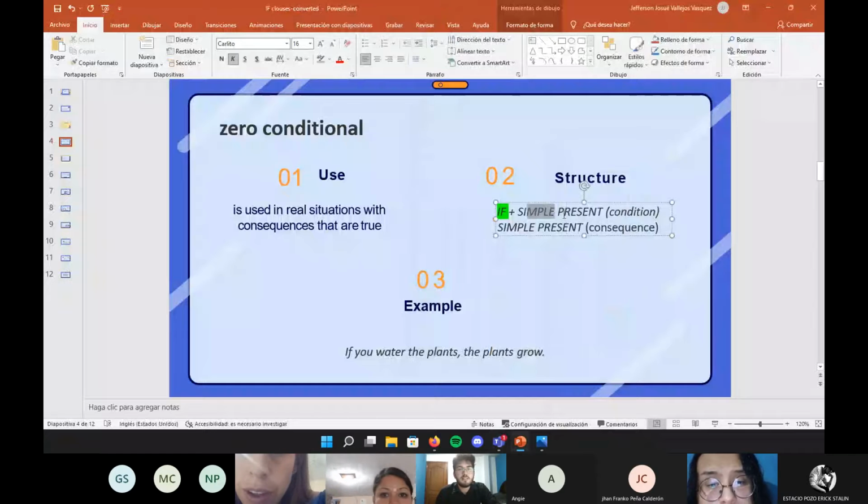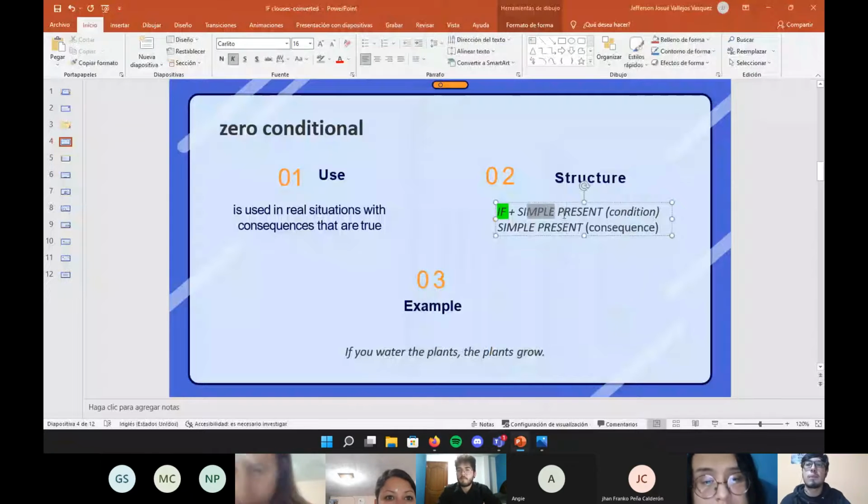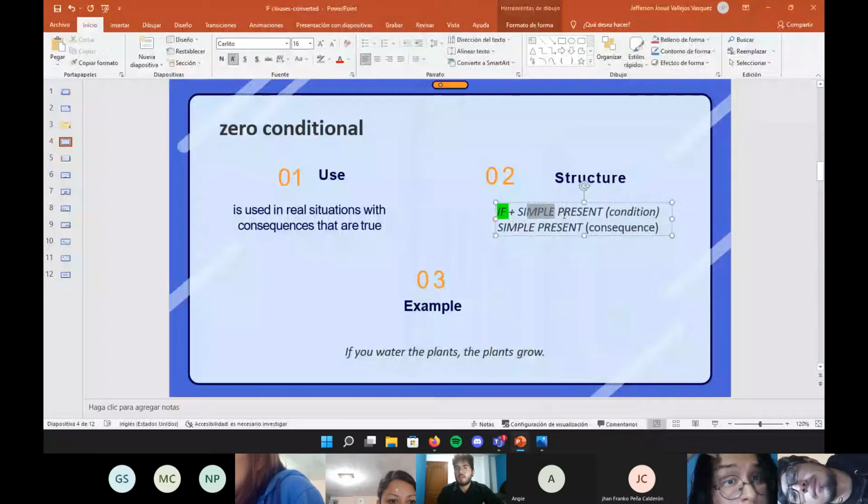It's an if. Okay, yes, that is the second conditional, right? Okay, Eric, this is the zero conditional, okay? Because those are probable, okay? If I eat fruits, I feel better, okay?